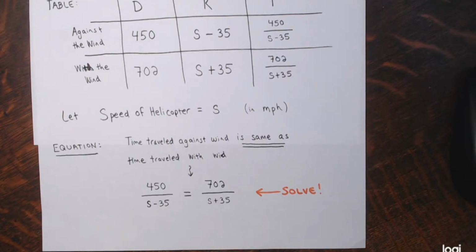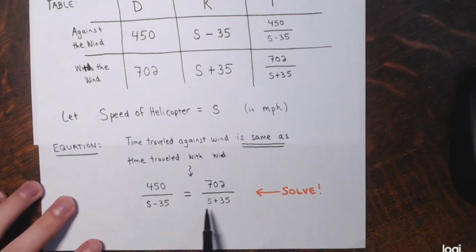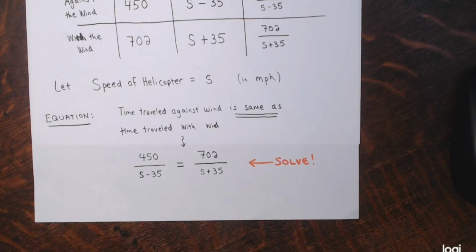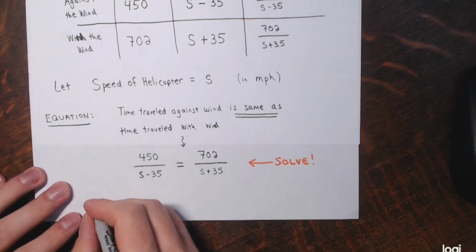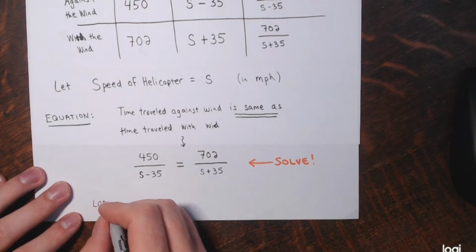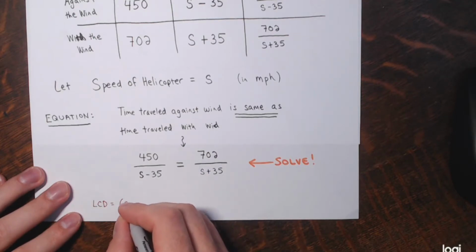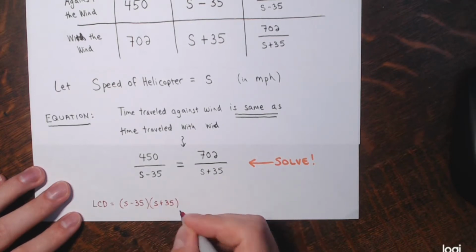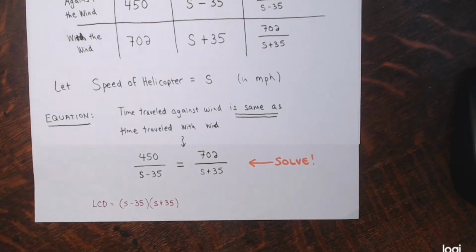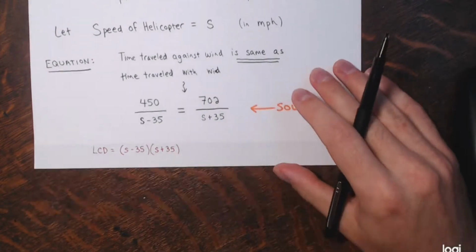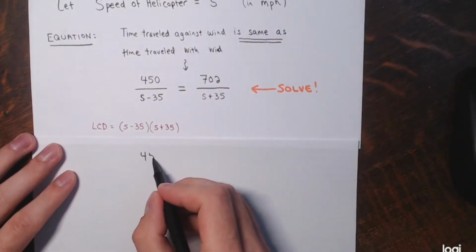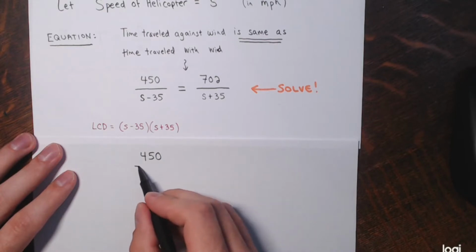All right, so rational equation here. Find the LCD. All right, now hopefully it's obvious here. There's only these two denominators. They're already factored. The LCD is just s minus 35 times s plus 35. And I multiply both sides by this LCD, the least common denominator, and that should cancel all the denominators, right, make it a lot simpler to do.